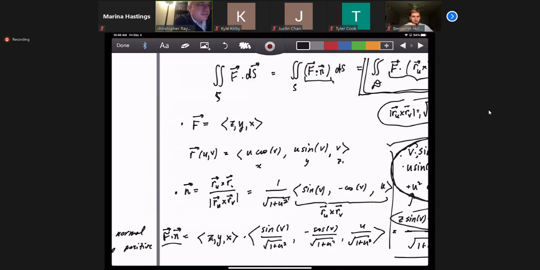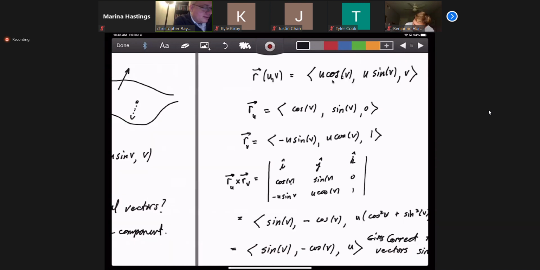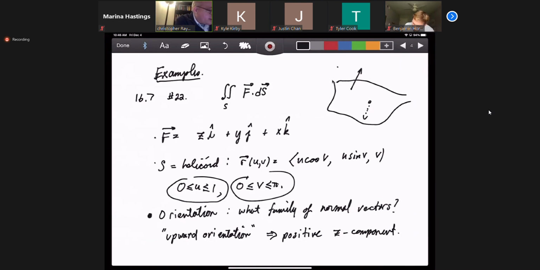And because, where was it here? Our region is a rectangle, right? There's no problems with these integrals that come up because of the region, right? We have to integrate powers of u for u going from 0 to 1. That's not a hard problem. We have to integrate sine or cosine with respect to v from 0 to pi. That's not a hard problem.